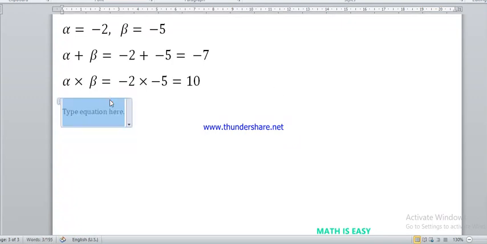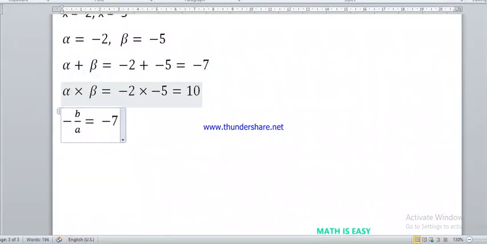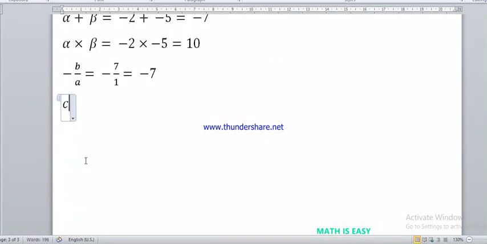We'll get minus B upon A, which equals minus, what is the B value? B value is 7, A value is 1. So you will get 7 upon 1, which equals minus 7 only. Okay. Next thing we are going to find is C upon A. So C upon A equals, C value is 10 upon A value is 1, which equals 10.